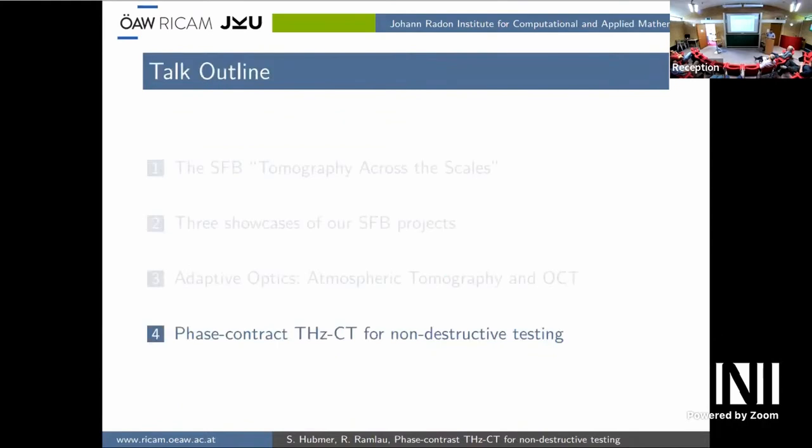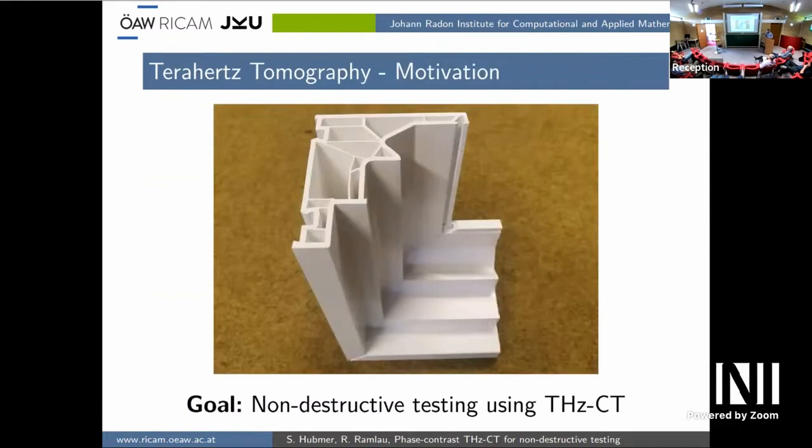So enough about the SFB. I would like to focus now in more detail on the phase contrast THz-CT. All right. Why do we do it? Because of window frames. This is a window frame in not optimal arrangement, because as you can see, it's cut so that one can see the inner structure.